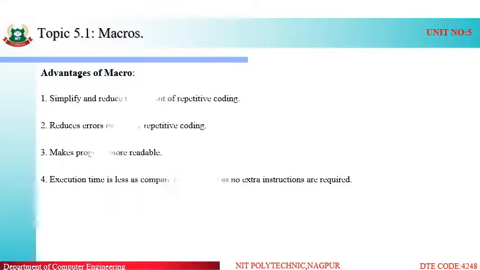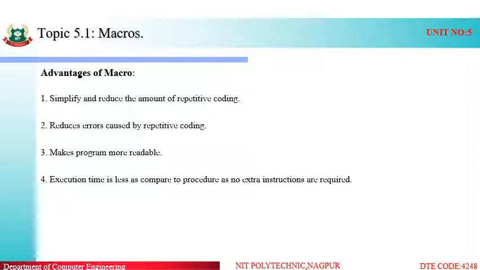Now the advantages of macro: it simplifies and reduces the amount of repetitive code. This is self explanatory. Instead of writing repeated code again and again and increasing the number of lines of code inside the program, we write a simple macro, and whenever the user requires it, we call that particular macro. It also reduces the error caused by repetitive coding. In a large program where we copy and paste the same code repeatedly, there may be chances of errors while copy and pasting. So it reduces those errors.